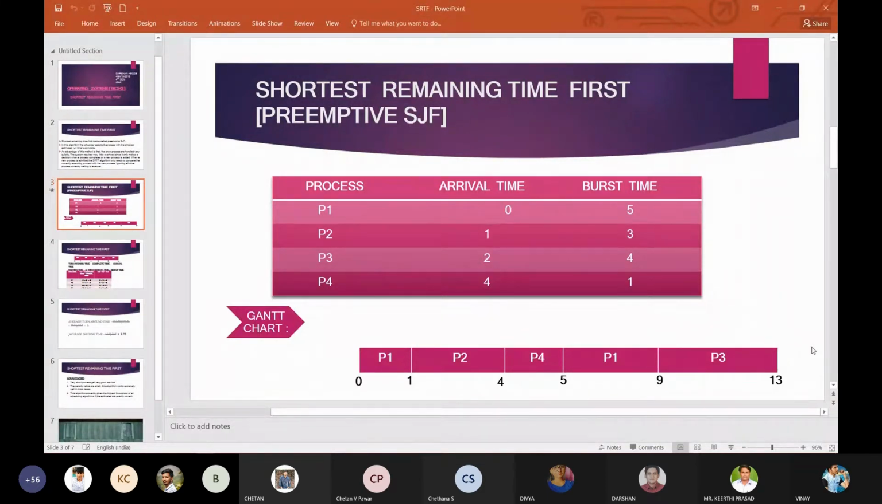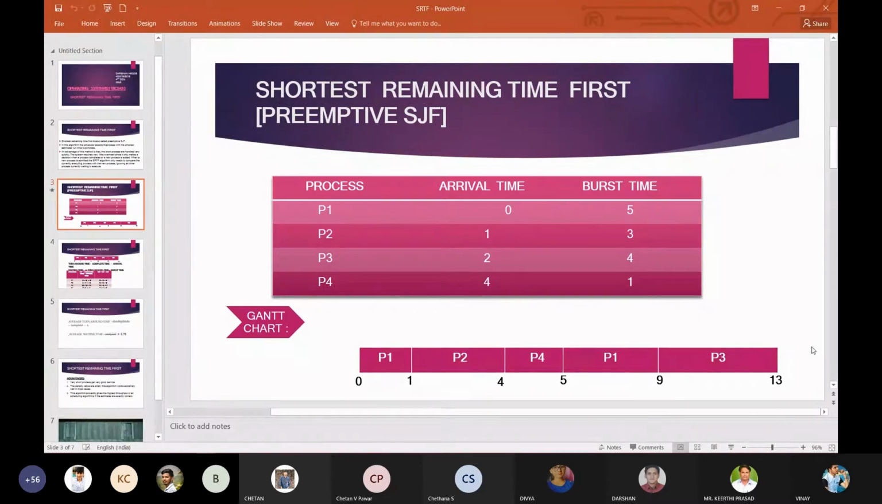Here, P1 arrives at 0 milliseconds. So first, we should prepare a Gantt chart for this. P1 arrives at 0 milliseconds. There is no other process arriving at 0 milliseconds. Hence, P1 starts from 0 milliseconds. P1 has a burst time of 5 milliseconds.